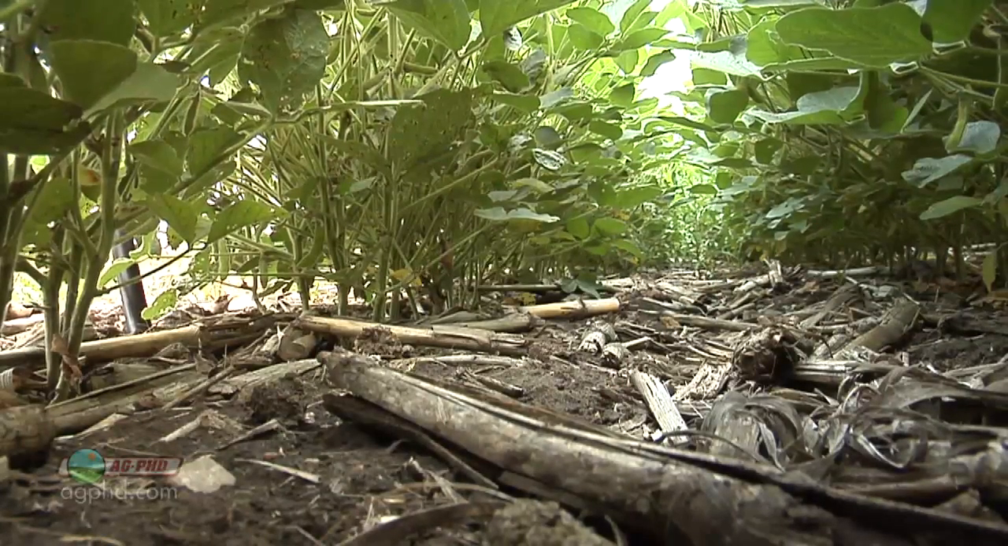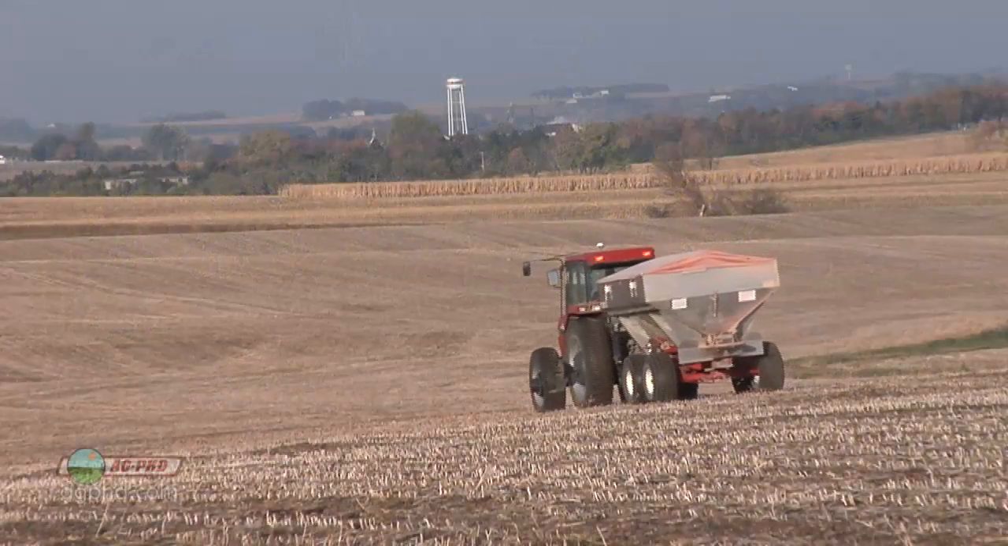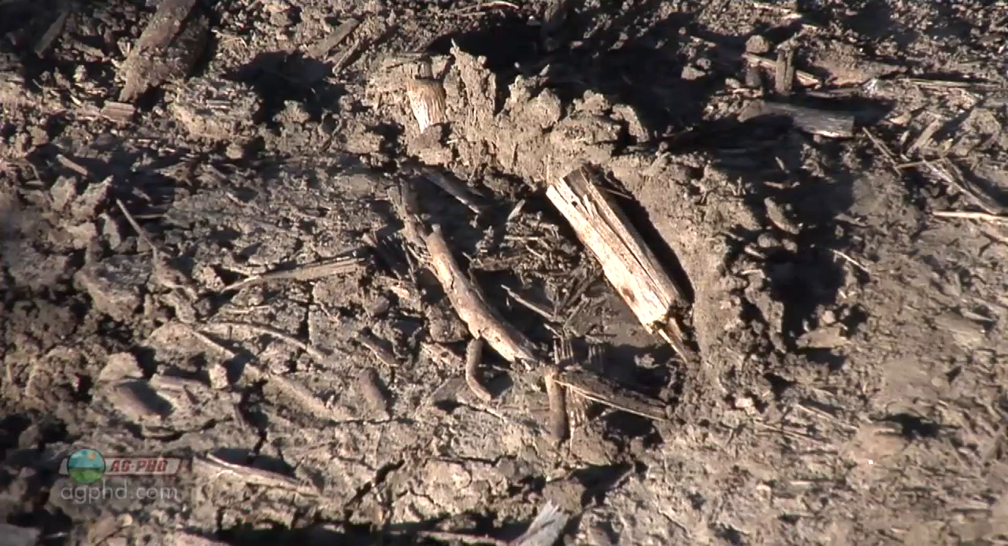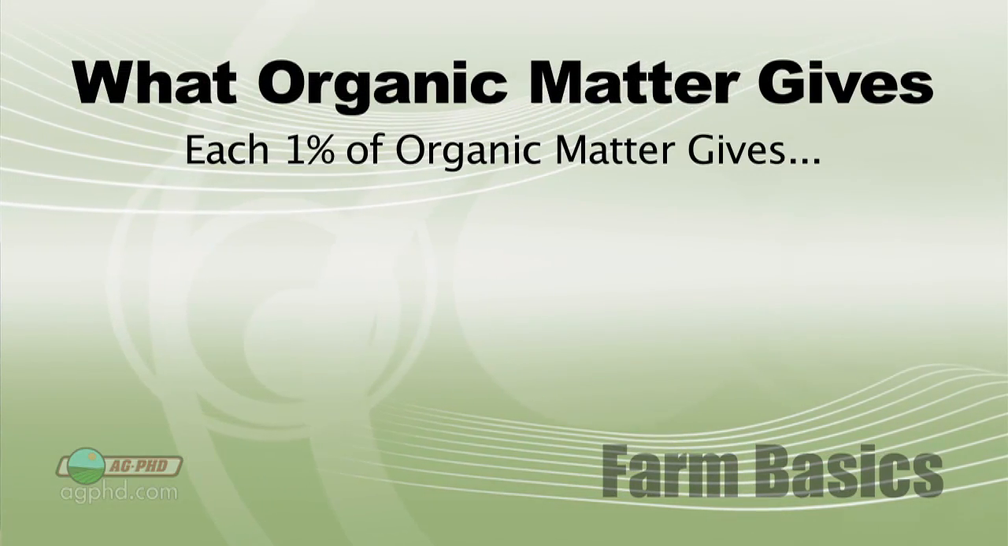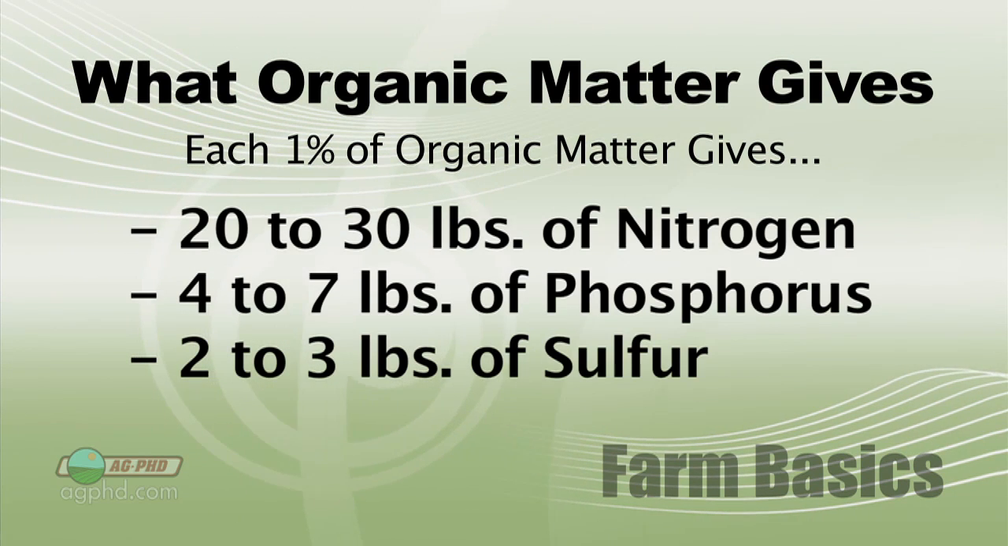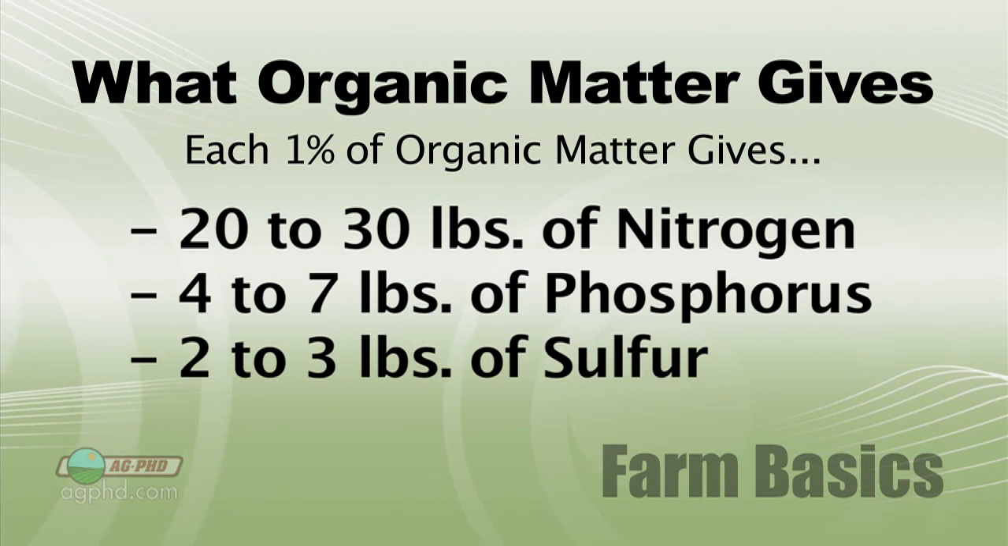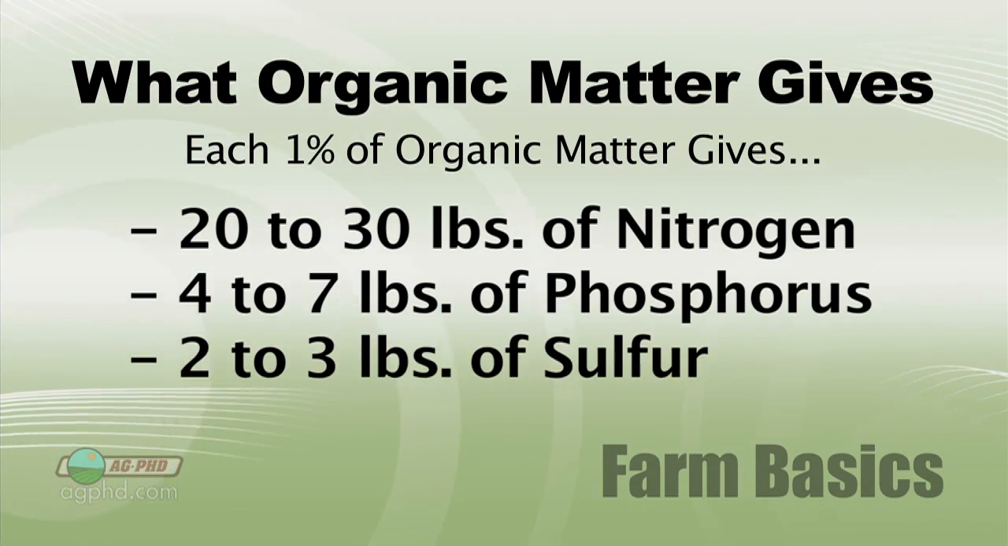The reason why we're talking about this today is one of the things that farmers are always looking at is fertilizing their crop. But if they have a lot of organic matter in the soil, they don't need to put on as much fertilizer. For each 1% of organic matter, you'll get a range of 20 to 30 pounds of free nitrogen per year, 4 to 7 pounds of phosphorus, and 2 to 3 pounds of sulfur.